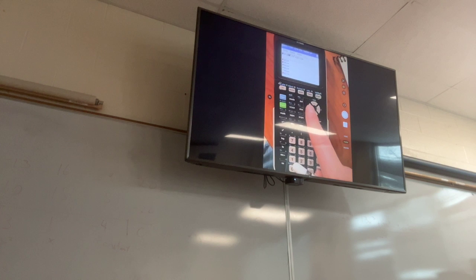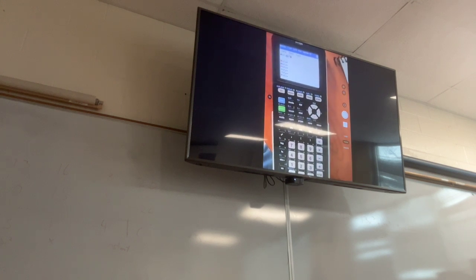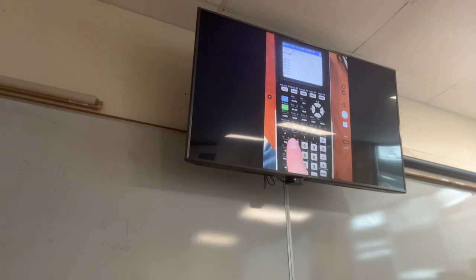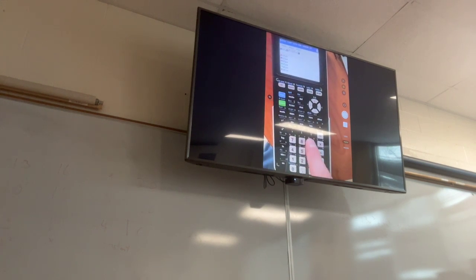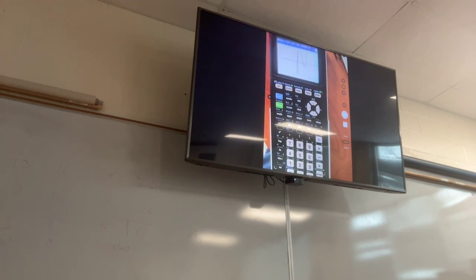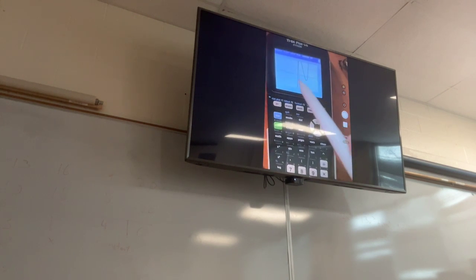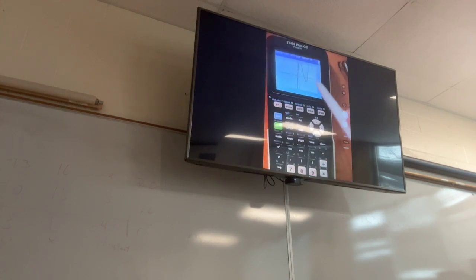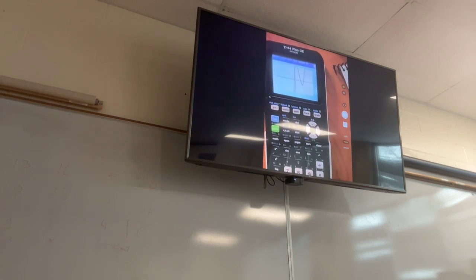So I'm going to go back to that y equals screen. I'm going to put in x cubed, so x to the third, hit the right arrow, minus 7x squared plus 9x plus 9. I'm going to go to the graph, okay? All right, cool. So we've got three solutions here, right? 3 zeros, okay?